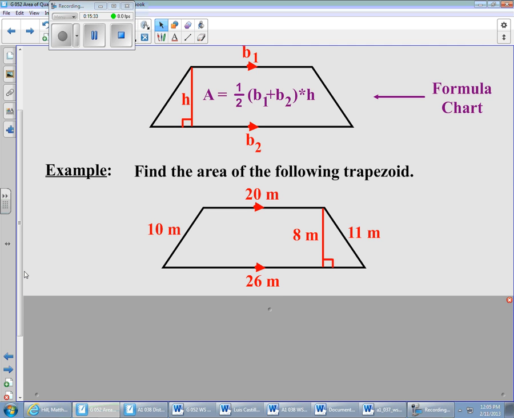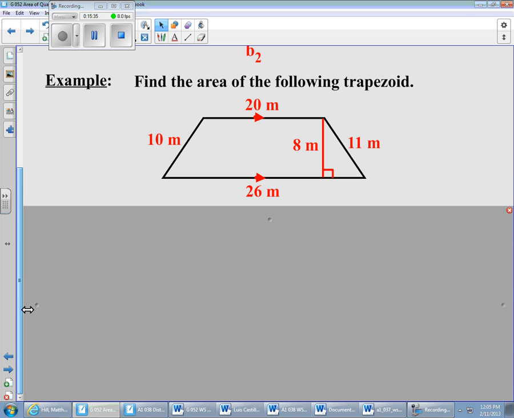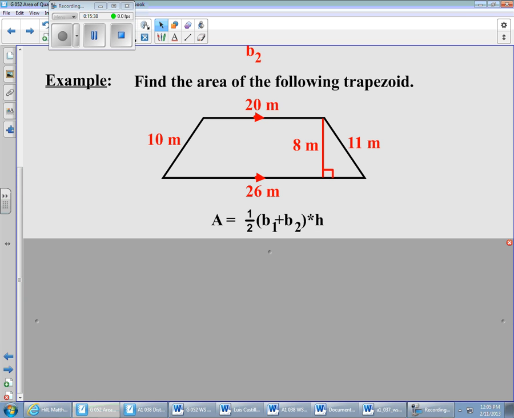The more complicated the shape, the more it's probably important for you to get into the habit of writing your formula down, and then identify the necessary information from the figure, and let's plug it in. Well, just going on in the formula from left to right, 1/2 is 1/2. It's built into the formula. It's going to be there.